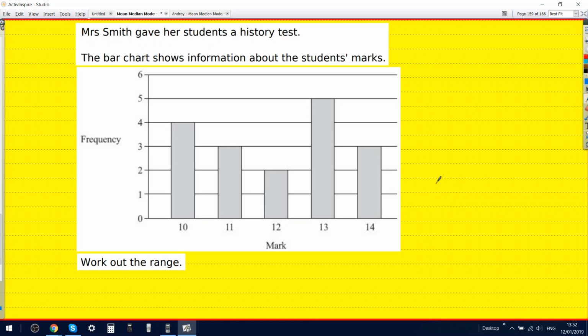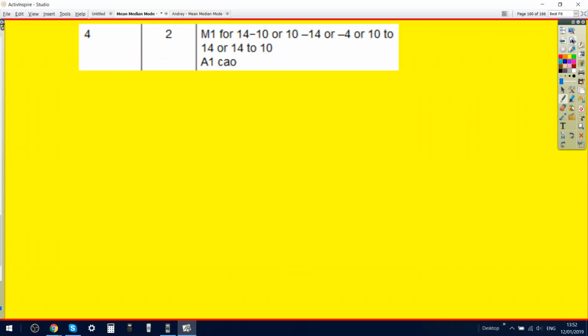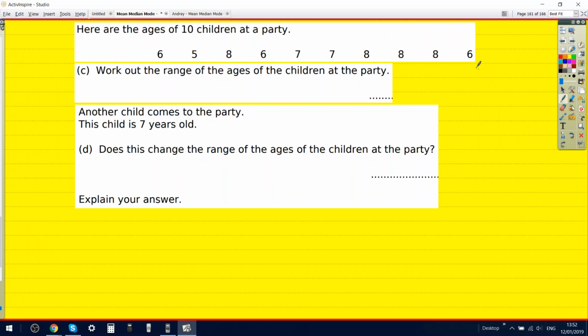So the last chart shows information about the students' marks. Okay, so the highest mark is 14. The lowest mark is 10. So it's 4. Well done. 4 is the range. Got it. That one's okay. Let's do these two.